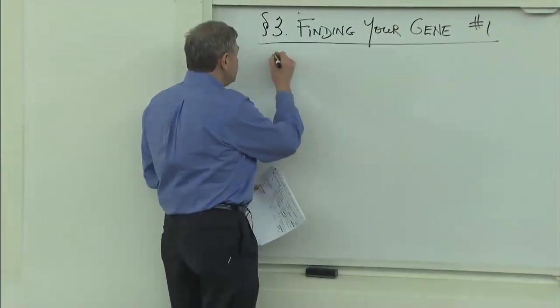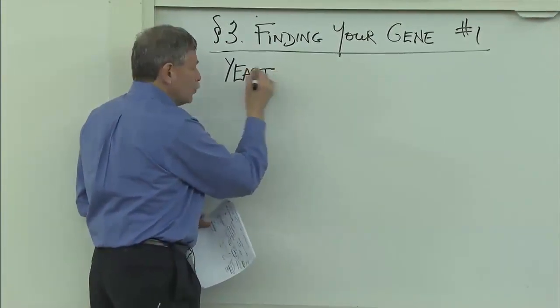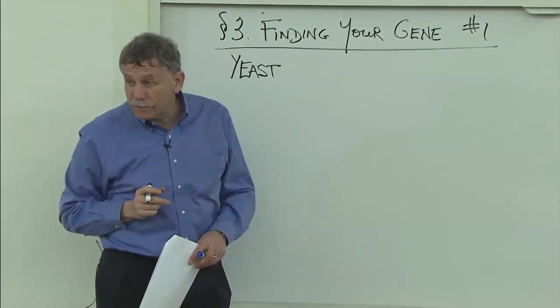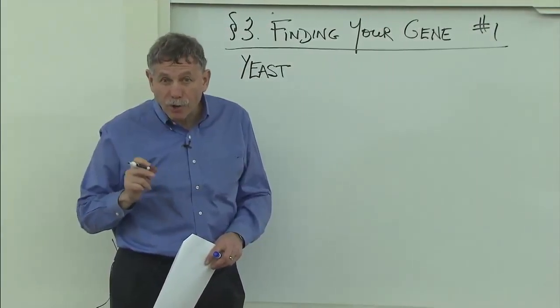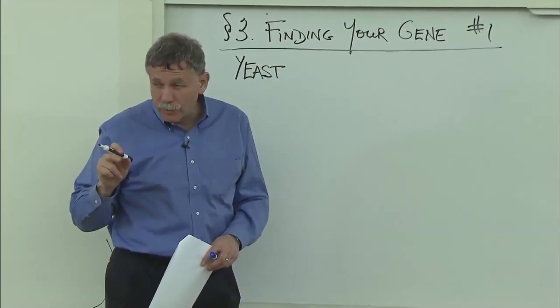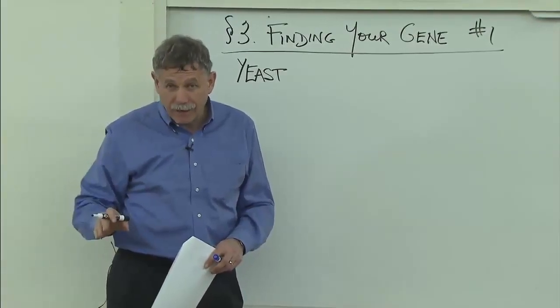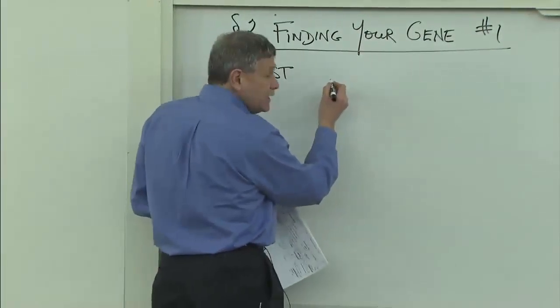In yeast, you will recall we went hunting for mutants, and we found ARG mutants, auxotrophs that could not grow without added arginine. They could not make their own arginine. We found yeast mutants.